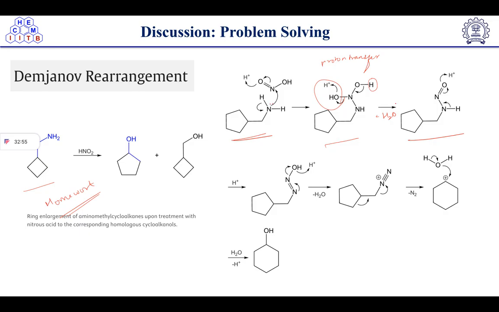Okay. So till here we are getting the intermediate, correct? What is the next? Next, diazo formation will take place. How the diazo formation is taking place, we can see here. This nitrogen lone pair will push electron here and then it will take the proton. It will become an H here. H will be there and then proton transfer will take place. Then H2O will become a good leaving group and we will get diazo intermediate.